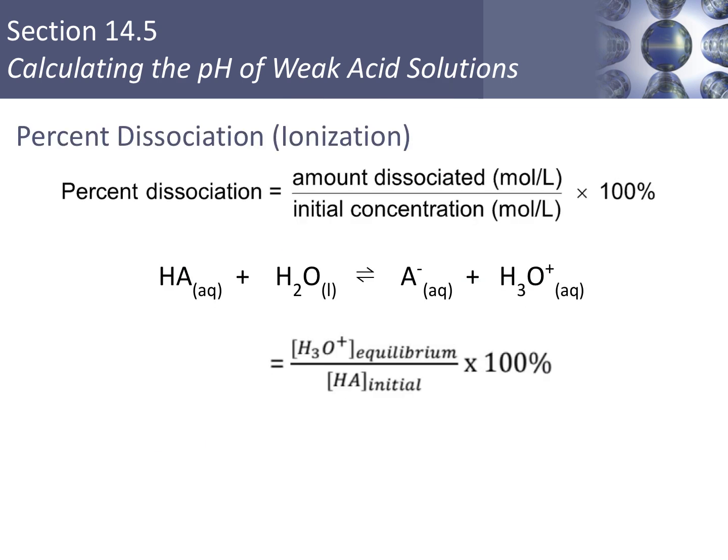Another thing we like to be able to talk about with weak acids is the percent dissociation or ionization. So to what percent do we actually get our products, specifically our hydronium ion? So our percent dissociation or ionization is the concentration of that hydronium ion at equilibrium, so X, in relation to the initial concentration of the acid times 100 to make it a percent. We will work on calculating that in a moment.